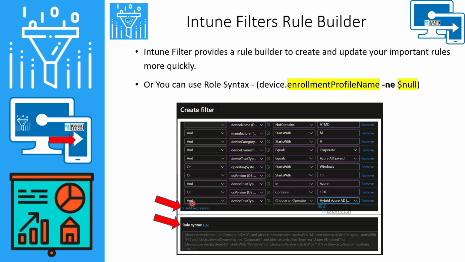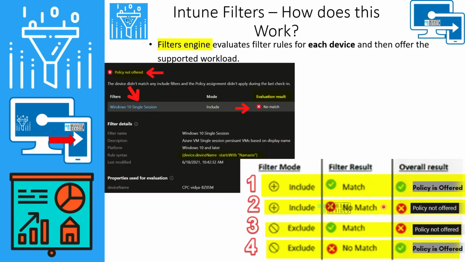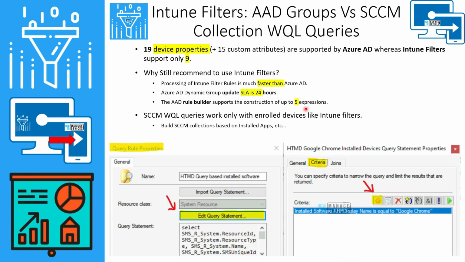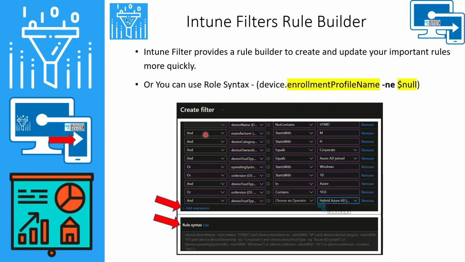First thing, this is the Intune filter rule builder. As you can see, there is no limitation like the 5 expressions we discussed for the Azure AD rule builder. In Intune, we don't have that because we already have more than 5 in this screenshot. The Intune filter rule builder is much better than the Azure Active Directory dynamic group rule builder. So these are the device properties and these are the conditions.